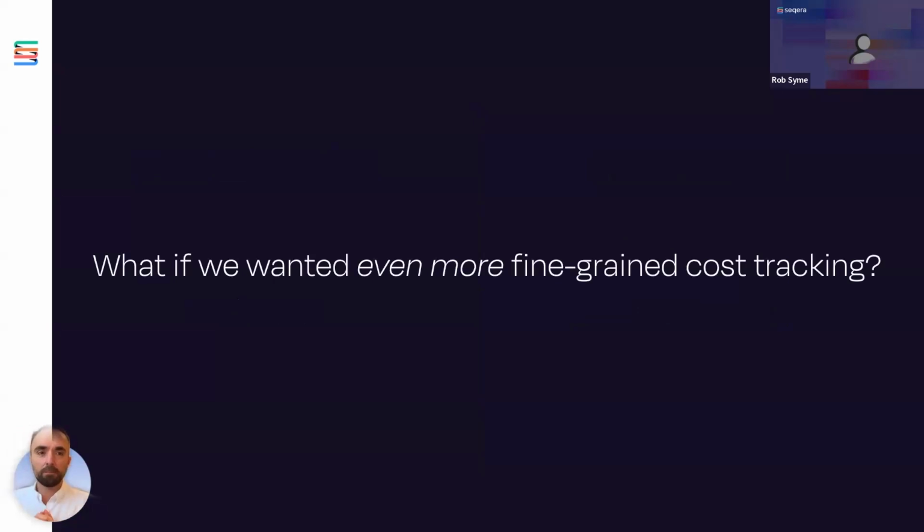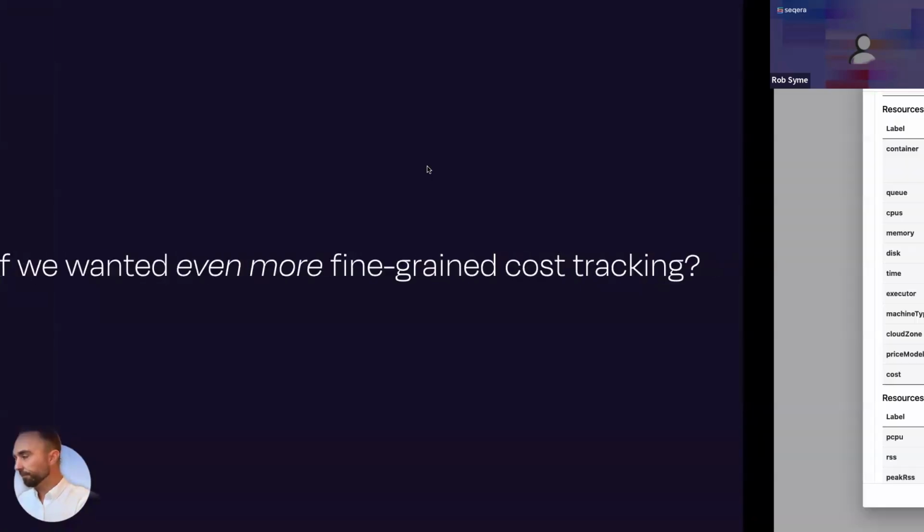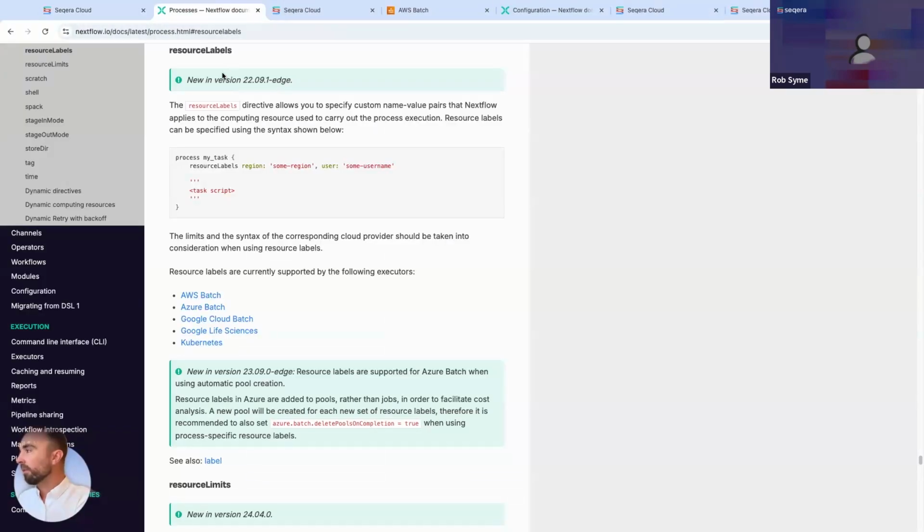Okay, this is great, but what if we wanted even more fine-grained cost tracking? What if we wanted to track costings per workflow or per run or even per task? There's this very handy process directive inside of Nextflow called resource labels, and it allows you to specify a map that is custom key name value pairs that Nextflow will apply to all of the resources in this run.